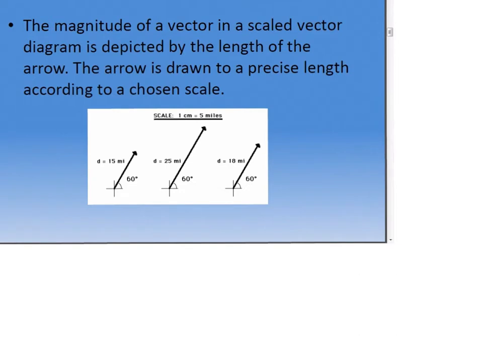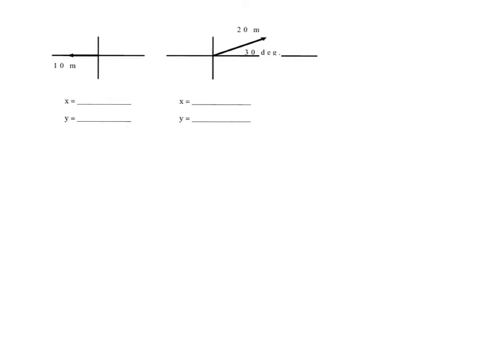The magnitude of a vector in a scaled vector diagram is depicted by the length of the arrow. The arrow is drawn to a precise length according to the chosen scale. This is something we'll do when we start adding vectors graphically and we're using rulers, protractors, and graph paper. For now, we want to know how to do this mathematically. We want to separate the vector into its horizontal and vertical components.